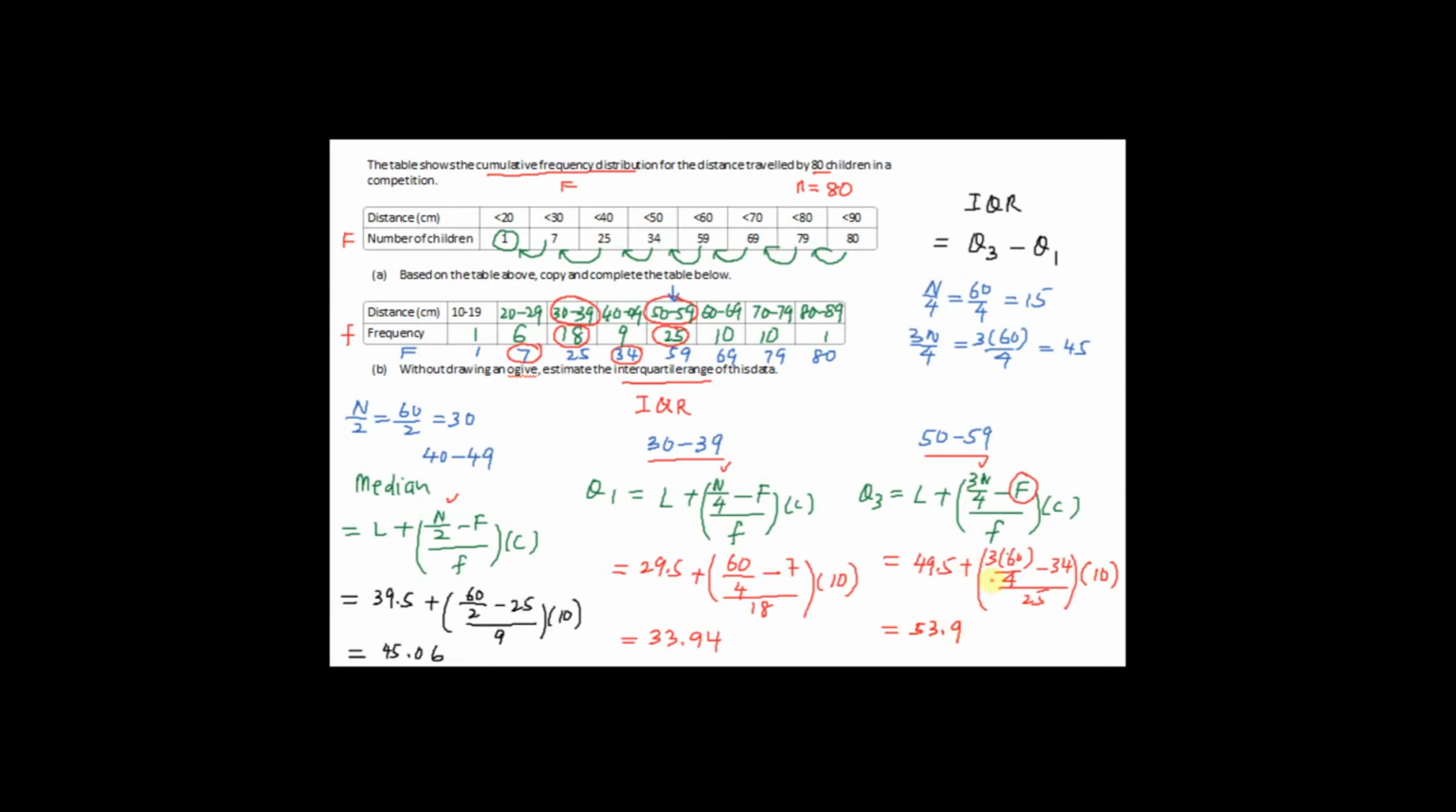This will give you an answer of 53.9. So now we can find the value of the interquartile range. The interquartile range is equal to Q3 minus Q1. Your Q3 is 53.9 minus Q1, 33.94. This will give you an answer of 19.96.